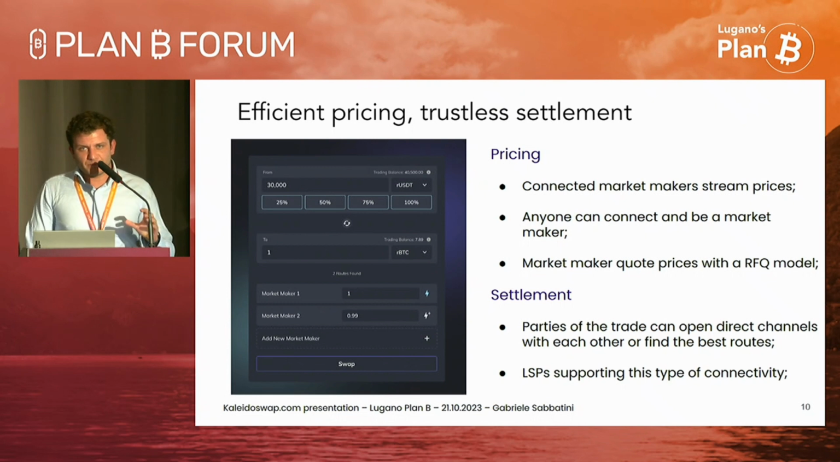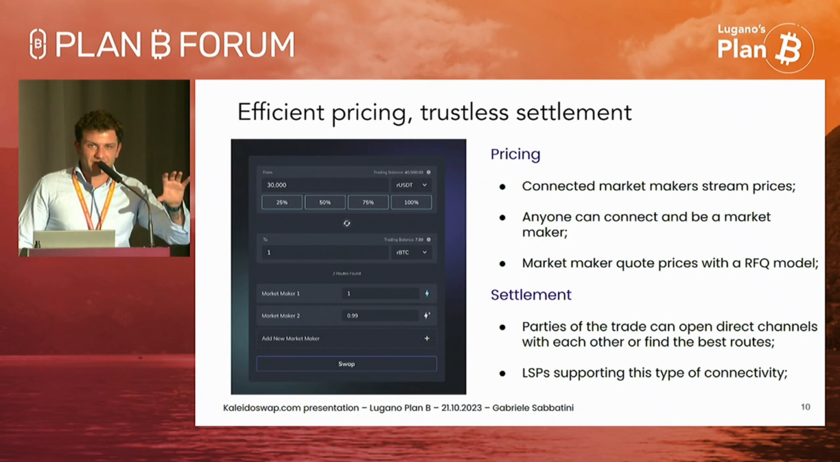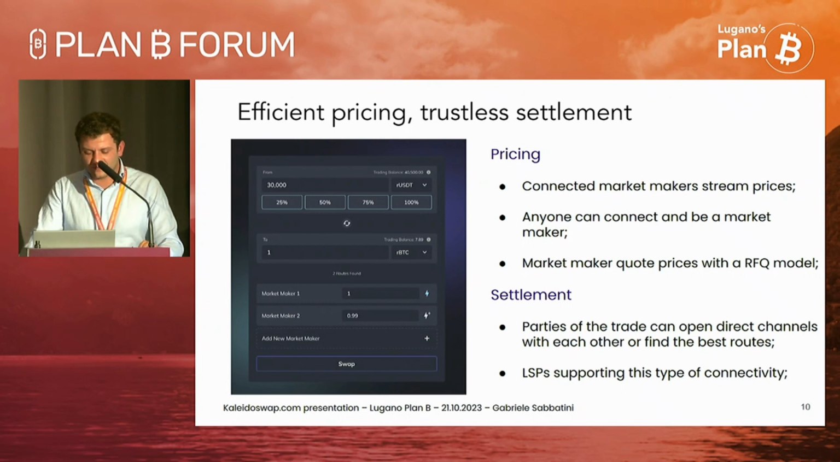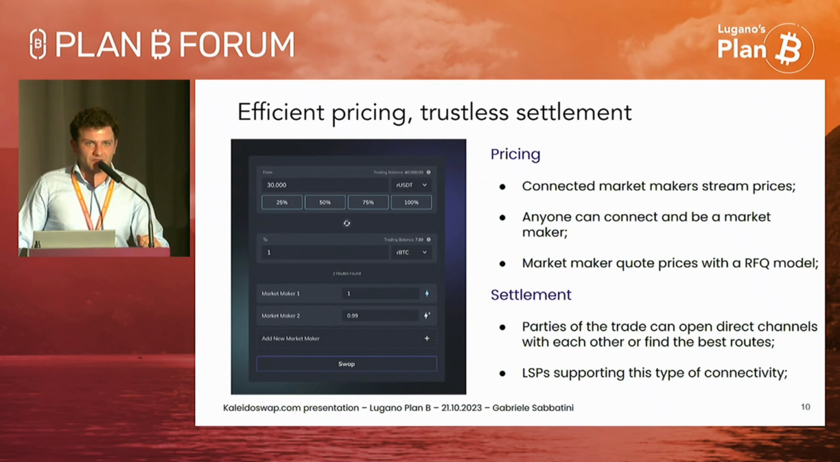But the most important part, again, is that you can divide the pricing, having a great pricing off-chain and a settlement on-chain. So leveraging the benefits of both centralized finance and, let's call it, decentralized finance, right? So when it comes to pricing, what you need to do is basically connect with a market maker. So that's Kaleidoswap. The market maker needs to connect to some endpoints of the app, and then can start streaming prices and answer the requests for quotation of the takers.